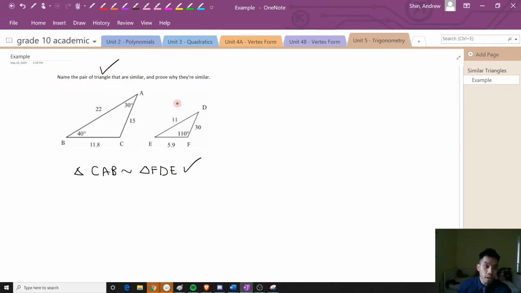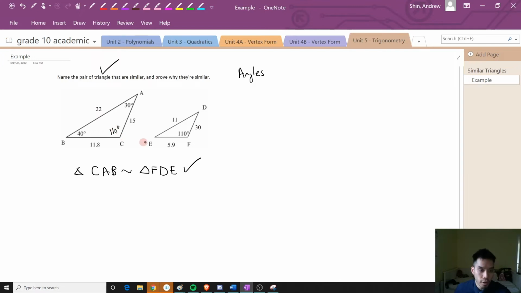Done. Now to prove why they're similar, we have two options. You can either show that all angles are equal or show that all sides are proportional. So let's try the angles first. Let's see if we can show that all angles are equal. Right here, we can use our knowledge of triangles to calculate what this is. We know that all angles add up to 180 for a triangle. And if this is 40 and that's 30, that's 70. So 180 minus 40 and 30 will be 110 degrees.